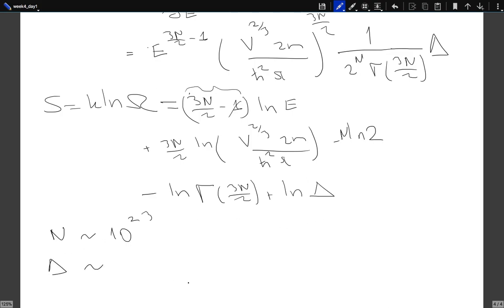And we said that delta is typically 1 over square root of n, 10 to the power minus 10, let's say, or 11. So the logarithm of delta is typically minus 11. You see, this is minus 11. Let's say around that, the magnitude is around that number. Here we have n, 10 to the power 23. Again, this is just negligible.